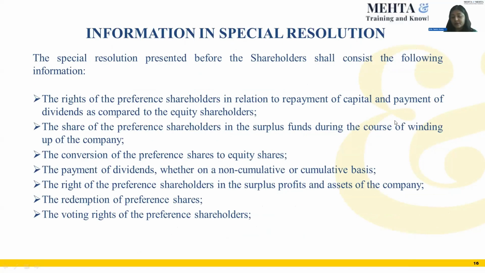So for the special resolution, there needs to be certain information which should be a part of the resolution before putting it to the shareholders for their approval. All the information with respect to the rights of the shareholders in relation to the repayment of the capital or the payment of the dividend, the share of the preference shareholders in the surplus funds, the conversion of the preference shares into equity, the payment of the dividend, whether on a non-cumulative or a cumulative basis, the rights of preference shareholders in the surplus profits or the assets of the company. If it is getting redeemed, not converted, then the redemption of preference shares, and the voting rights of the preference shareholders when it would be triggered. So these are the certain information which shall be part of the special resolution.